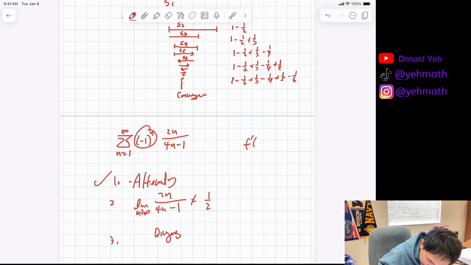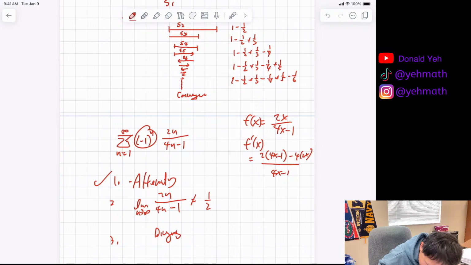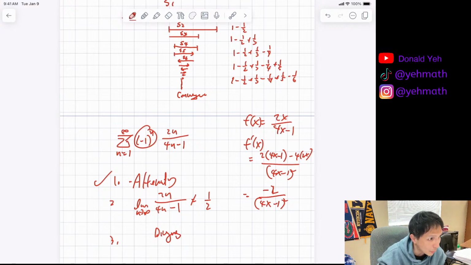So we can take a derivative of this. f of x is equal to 2x over 4x minus 1. If I take a derivative, I get 2 times (4x minus 1) minus 4 times 2x, over (4x minus 1) squared. So the top part is 8x minus 8x, leaving minus 2, sorry. That's -2 over (4x minus 1) squared. Okay, so is this always positive or always negative?